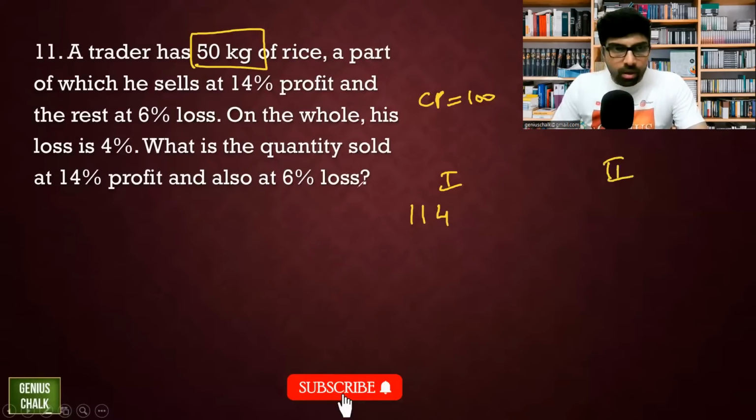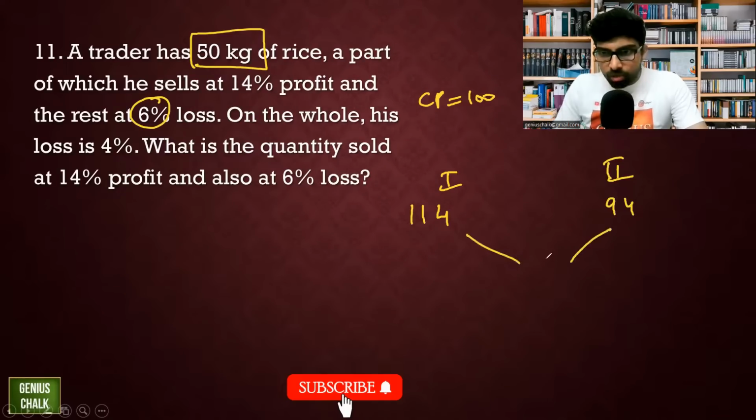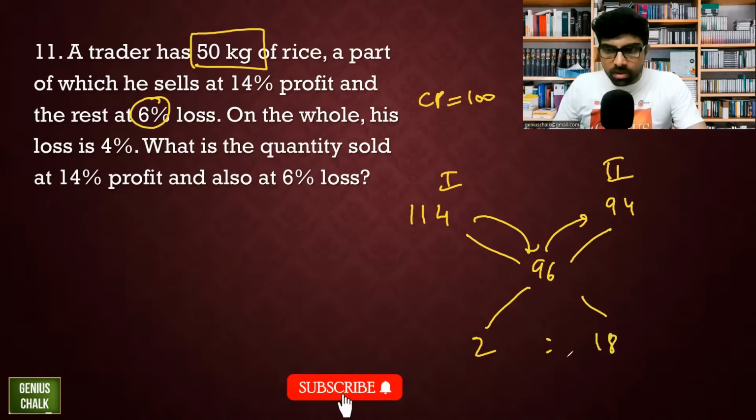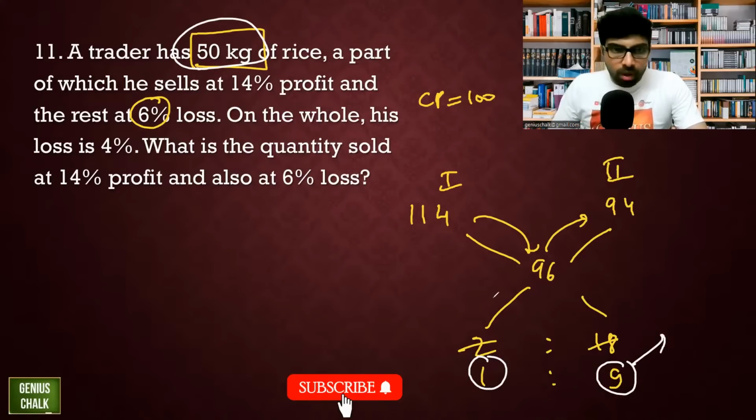Second, 6% loss. So that is 94. On the whole, his loss is 4%. 4% loss is 96. 96 minus 94, that is 2. And this is 4 plus 14, that is 18. So this is in the ratio 1:9. If this is in the ratio 1:9, total is 50 kg. That means 1 and 9 total is 10. So I can write 10 is the value of 50 kg.